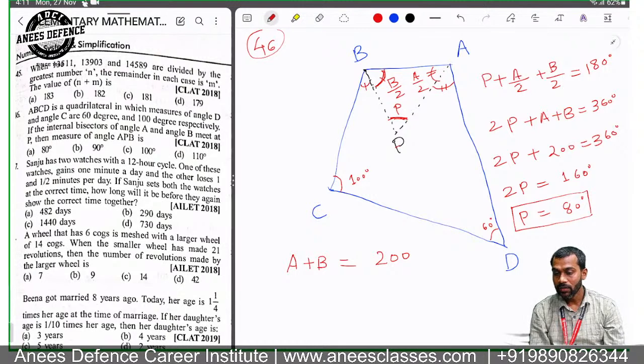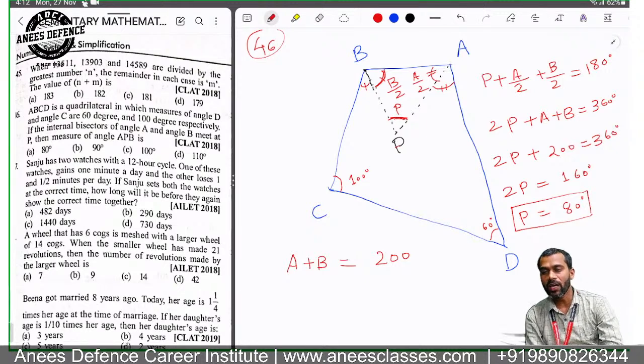B plus D is? No. That is there in a cyclic quadrilateral. It is not cyclic. Understood? Luckily, you might have got the answer, but that is not the property. For any quadrilateral, the sum is 360. That is what we can say. Understood? Okay, next, 45.